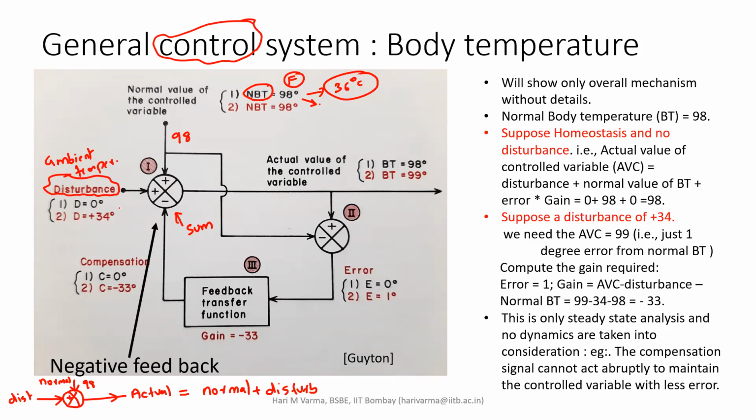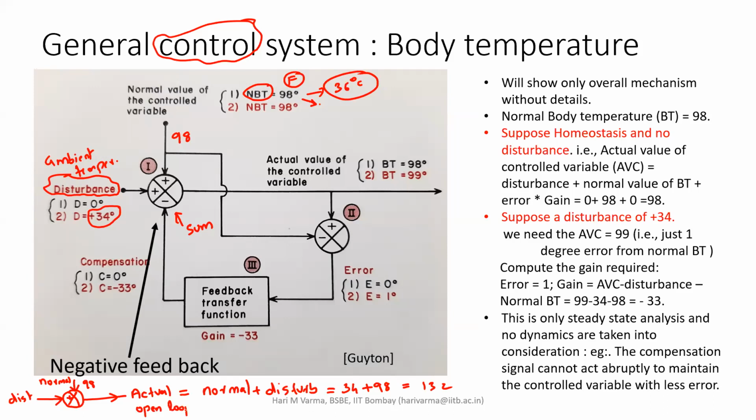Suppose the disturbance is 34 degrees. That means the ambient temperature is 34. Then what will happen to your actual? What is actual now? It will be 132. Yeah, 34 plus 98. Right? It will be 34 plus 98. Now, I think it's 132, right? So now the main issue is, here, this is called open loop.